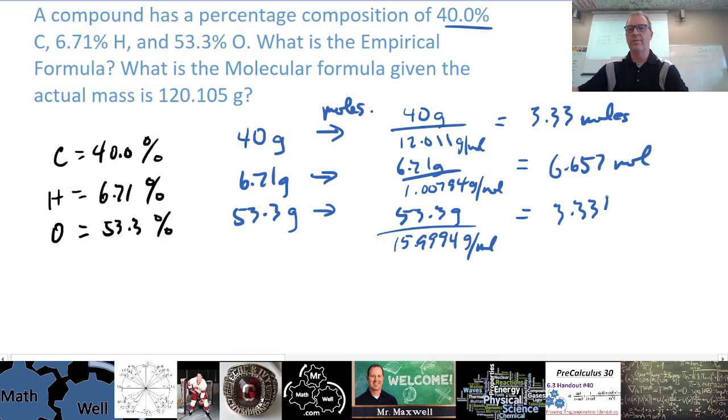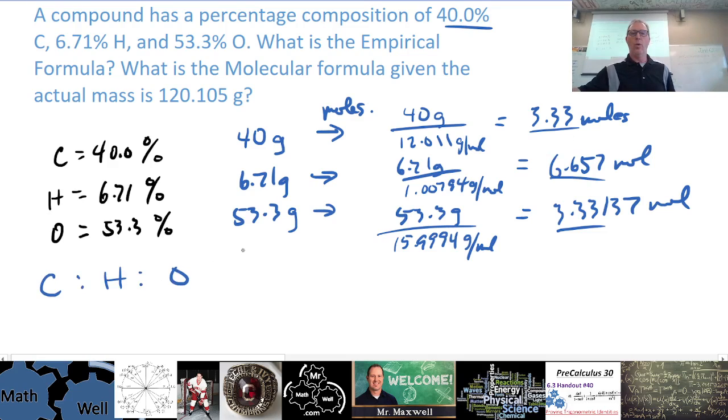3.33137. Okay, so that's moles of oxygen. Now, 3.33 looks to be the same as this one. So what we should find out here, if this question is set up properly, if we have proper numbers, there should be a ratio between these three, right? So C to H to O. Look at that. Let's divide each of these by the smallest number we see here.